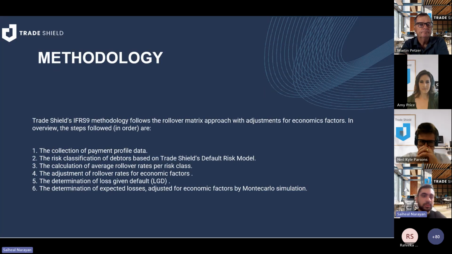Okay, so Trade Shield methodology, this is specifically for Trade Shield and our clients. We follow the rollover matrix approach with adjustments for economic factors. First is the collection of payment profile data, how your debtors are actually paying over time. Then we have our internal risk classification model, which is our default risk model, and it takes into account how they're paying with other clients and you, and we do some risk classification. It's usually done from very low risk to very high risk, and then we calculate average rollover rates per risk class, like given you're in class one.